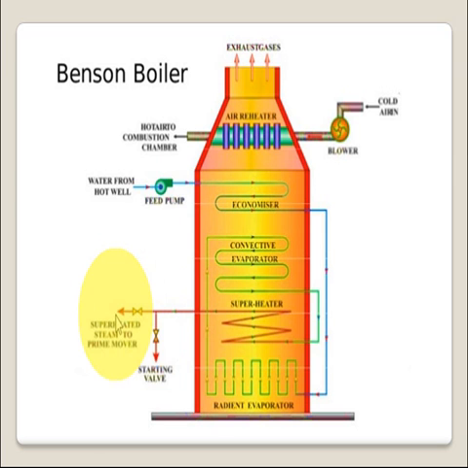So in the Benson boiler, you can see that water enters the tube of the economizer, then flows through the radiative tube, convective tube, and superheater tube. So water enters at one end of the tube, and at the other end we get superheated steam. That's why the Benson boiler is called a once-through boiler.